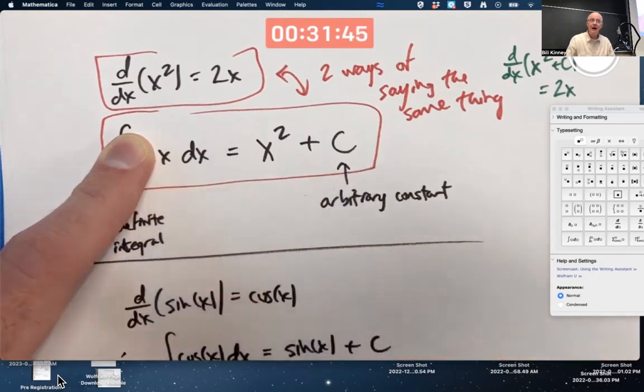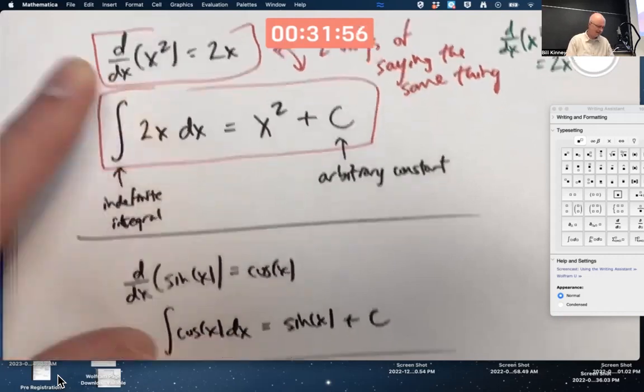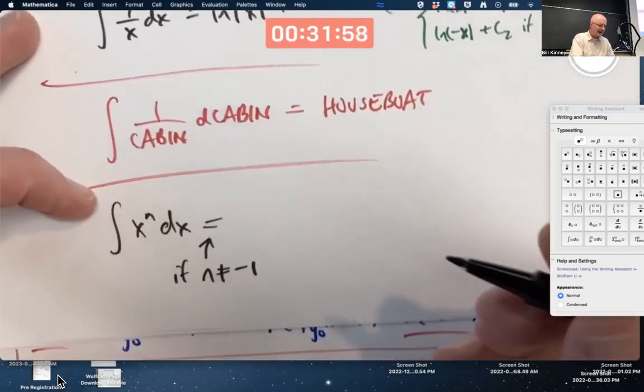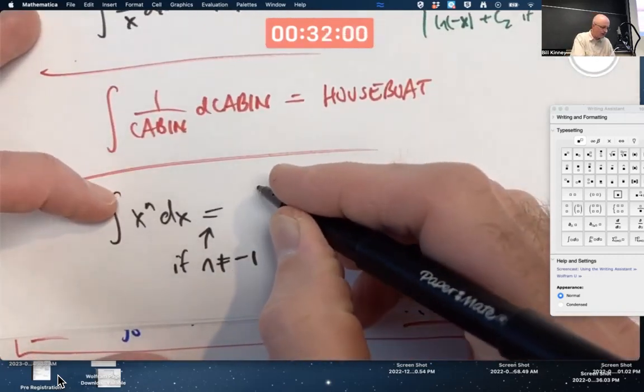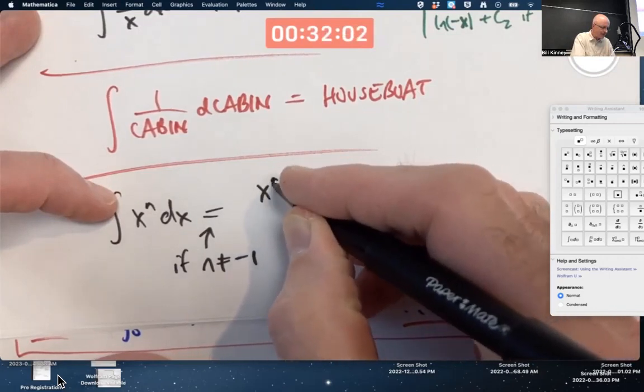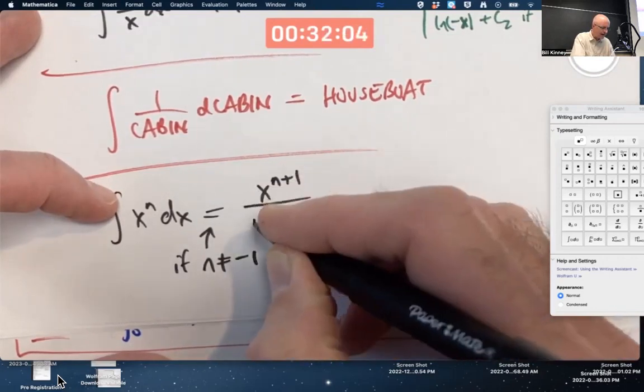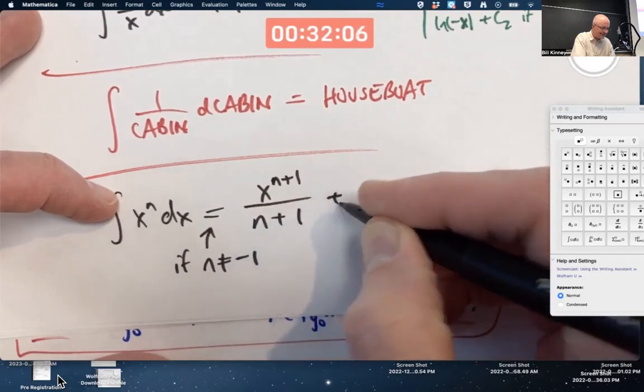We have to undo the power rule. Instead of subtracting 1 from the exponent, we have to add 1 to it. And instead of multiplying by the exponent, we've got to divide by it. If n is not negative 1, the answer is often written as x to the n plus 1 power divided by n plus 1 plus c.